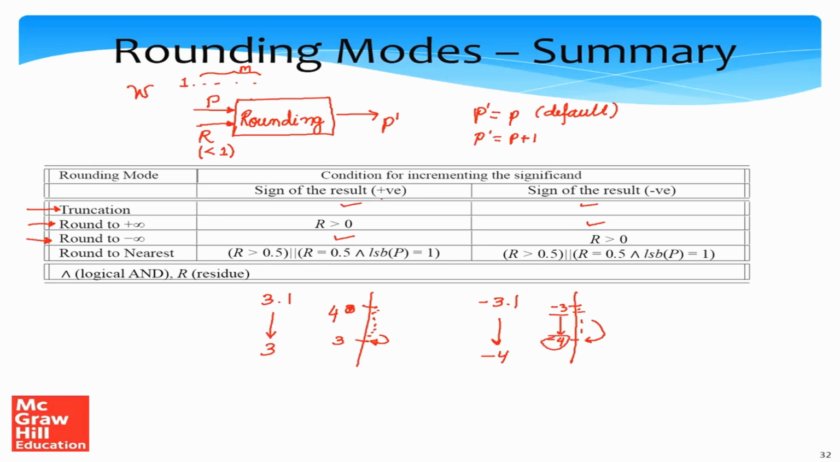So once again, just to refresh, for all the empty entries, we never increment the significand. Rather, we fall back to the default, which is to discard the residue and keep the significand as is. Wherever there is a condition, if the condition is satisfied, then only we increment the significand. So let us now discuss the last rounding mechanism, which is round to the nearest, which is also, by the way, the most complicated.